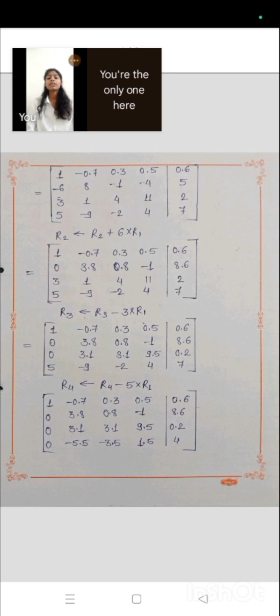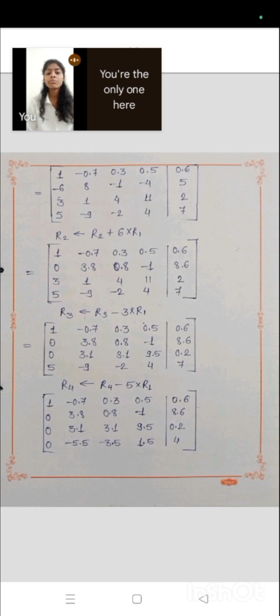Okay, in the next step we put the operation in R4. The R4 value is 5, so R4 minus 5 into R1. So 5 minus 5 into the R1 value 1, the answer will be 0. And again we put the operation in R4. Here the R4 value is minus 9 and the R1 value is minus 0.7. We solve this equation and the value will be minus 5.5. So we again put the operation in R4 in column 3.